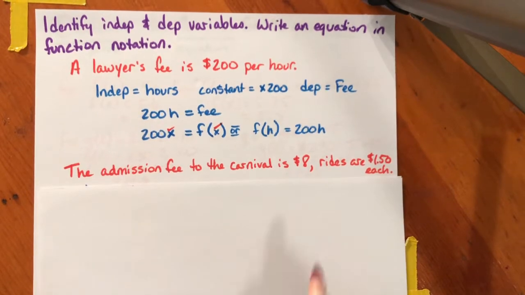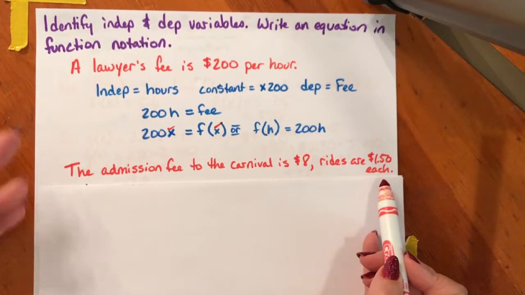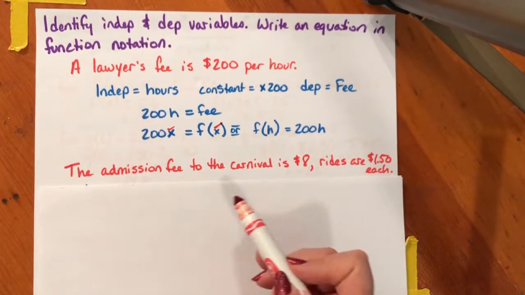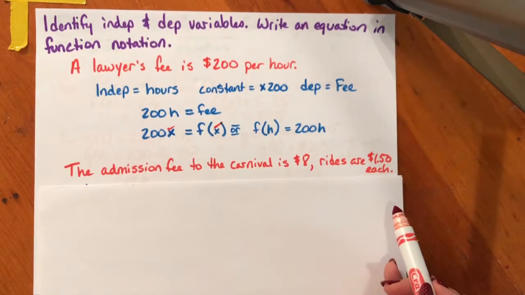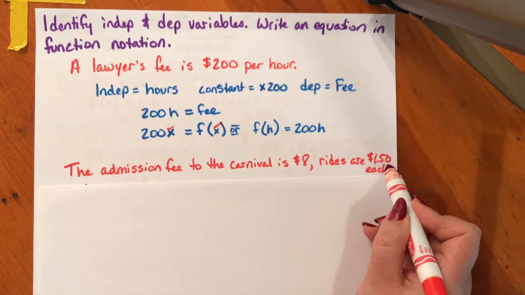The admission fee to the carnival is $8 and the rides are $1.50 each. And the question is going to be, how much money did you spend? So that's your y. That's your answer. That's your dependent variable. It's going to cost you $8 to get in regardless. So this is a constant. And the rides are $1.50 each.